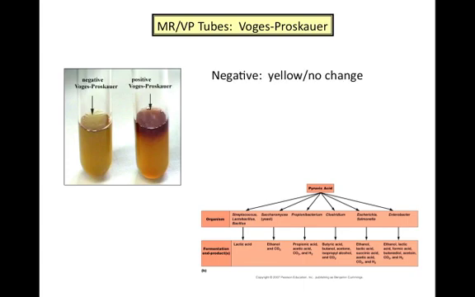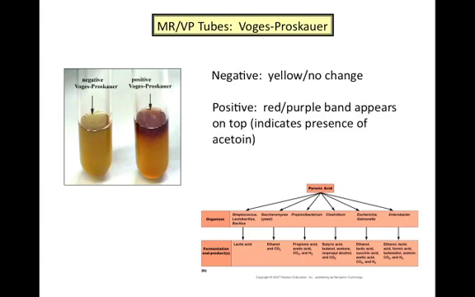A VP test is negative when the contents of the tube remain yellow after the addition of the indicator. This indicates that there is no acetoin present. A VP test is positive when a reddish or purplish band develops at the very top of the tube, indicating the ability of an organism to produce acetoin. The diagram on this slide shows one type of bacteria that produces acetoin.